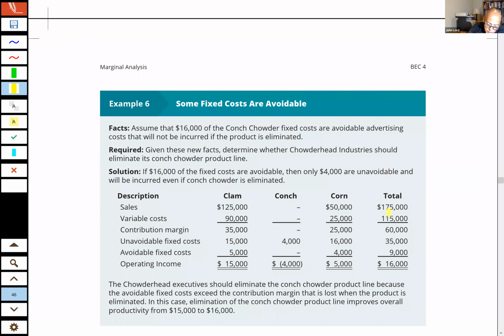Okay, now, when you look at this next example, using the same fact pattern, but now they say, assume that 16,000 of fixed costs are avoidable. I don't need to read anything else. If the contribution margin is only 15,000 and I can avoid 16,000 of costs, then the company is going to have increased profitability, aren't they? $1,000, because they got rid of 16,000 of fixed costs and they sacrificed a contribution margin of 15,000 from this conch, whatever that is.